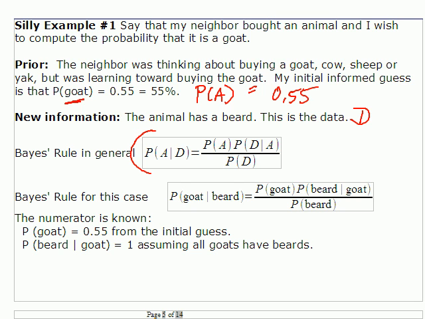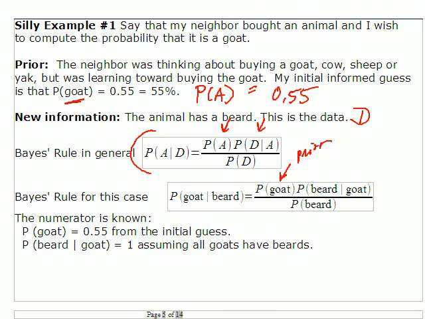Here's Bayes' rule. This is what I want. What's the probability that it's a goat given that I know it has a beard? It would be the probability of A times the probability of D given A, divided by the probability of D by itself. In words, that means what's the probability now that it's a goat given that I know it has a beard? That would be the probability that it was a goat, this is my prior, times the probability that if it's a goat it has a beard, divided by the probability that a beard has occurred.